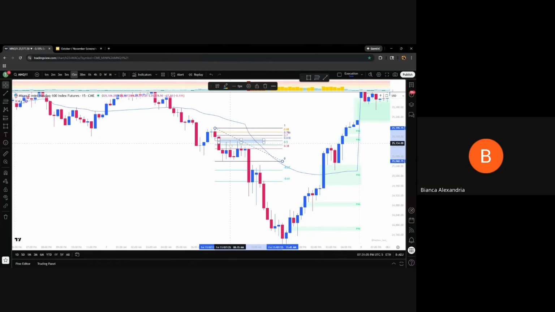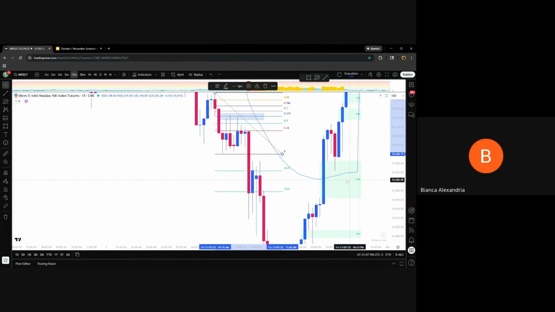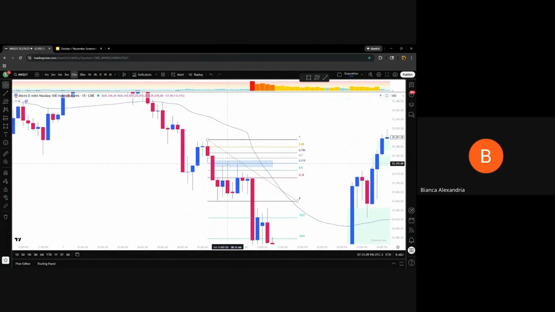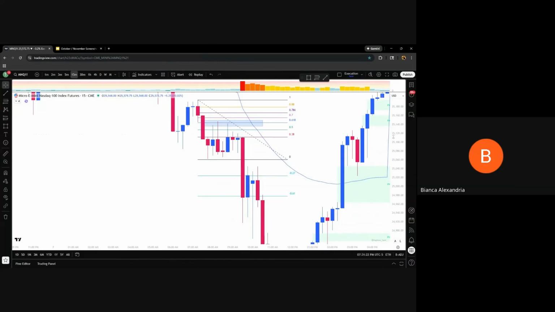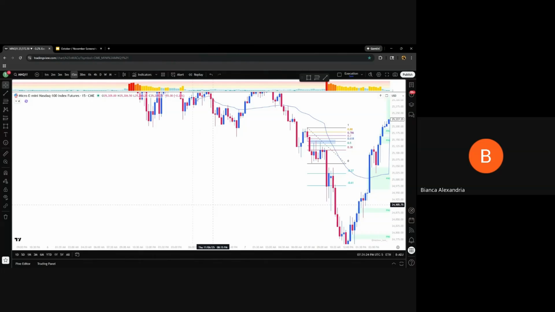And price came to this 61.5. Let me zoom in a little bit. Price came to the 61.8%, and the 50%, and then it sold. It took out that first TP and that second TP. You could have continued to sell this down if you saw something to the left.